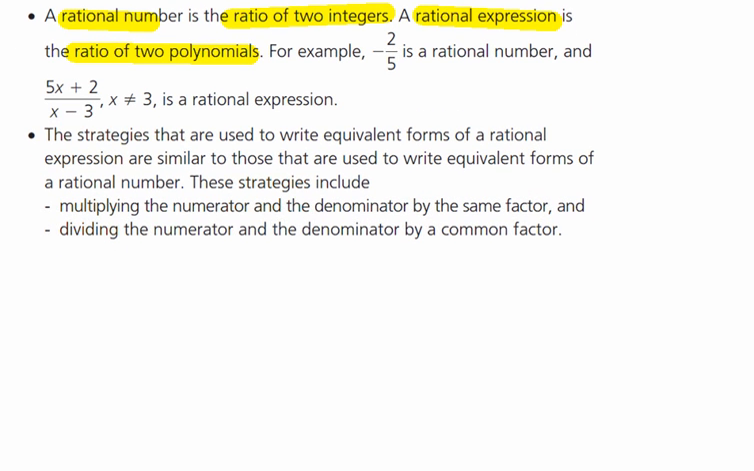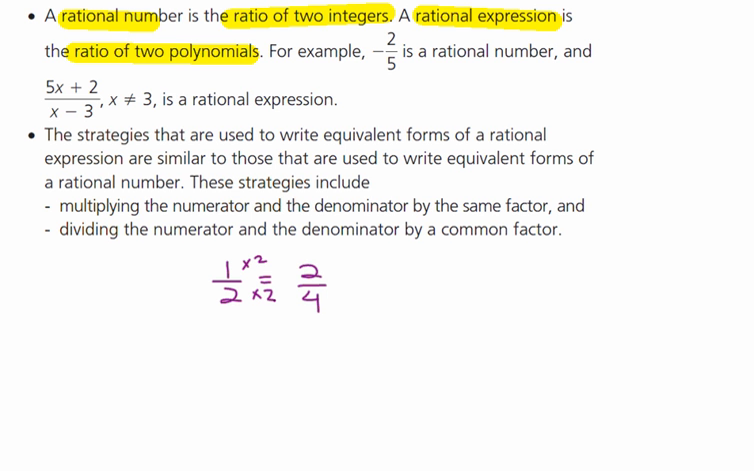Strategies that are used to write equivalent forms of a rational expression are similar to those used to write equivalent forms of a rational number. So say you wanted to make 1/2 equal to 2 over 4. How did we make those? How do we know they're equivalent? What happened to this fraction? We times the top and the bottom by 2.